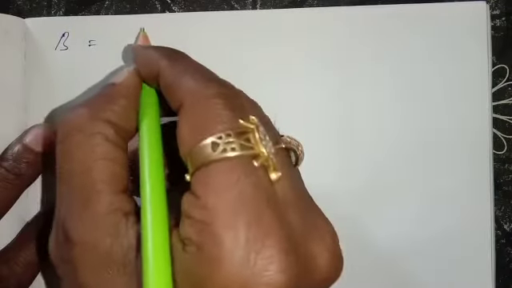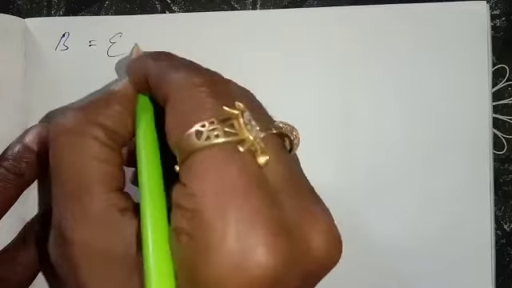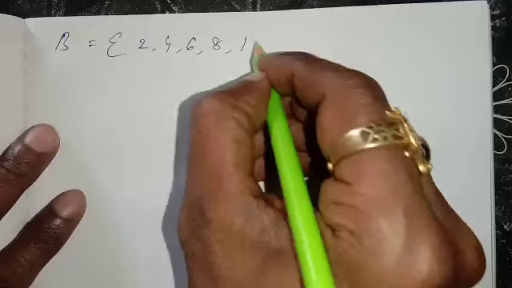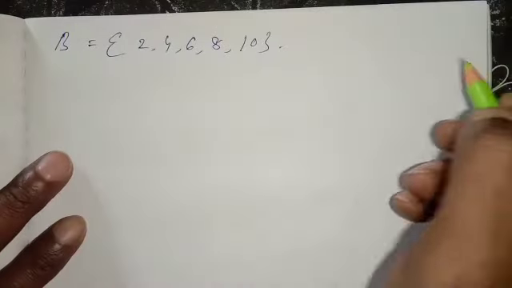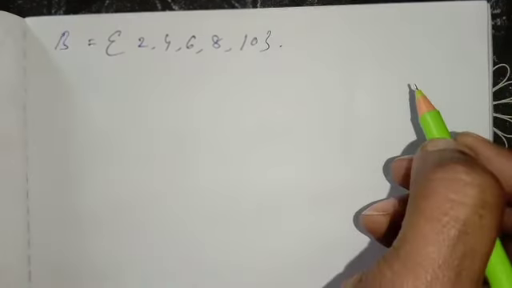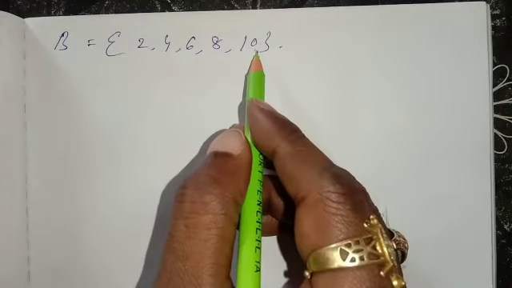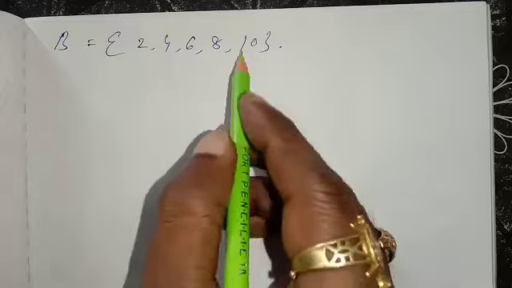B set is given. What is the condition given? B set is already given: numbers like 2, 4, all even, 6, 8, 10. B set in roster form is given: all numbers 2, 4, 6, 8, 10, which means all even numbers between 1 and 10.